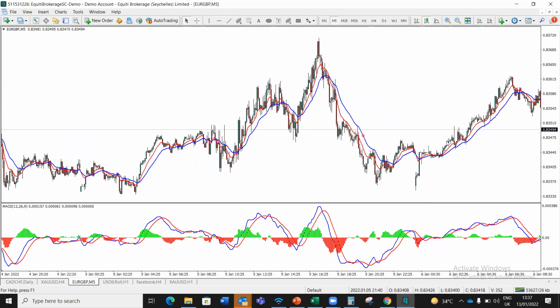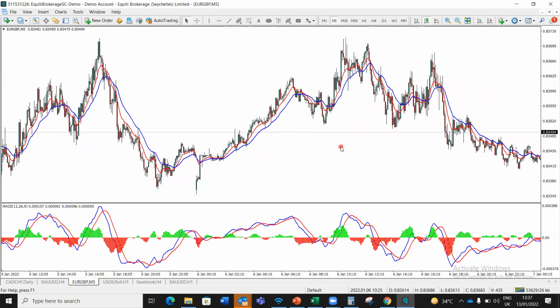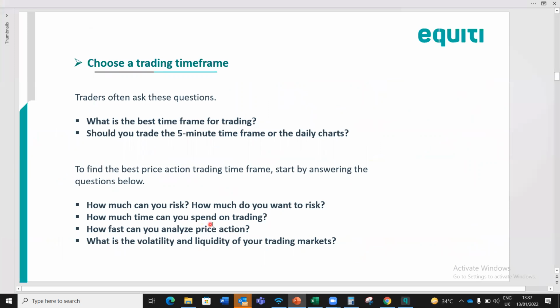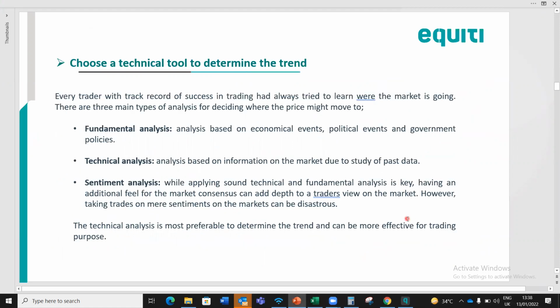So the 5 minutes time frame is for those persons that do not have a lot of time to spend. But there is so much more to it than just time, like how much you want to risk as well, which I'm going to be talking about, and also how fast you can analyze your prices. The next step is to choose a technical tool to determine the trend.